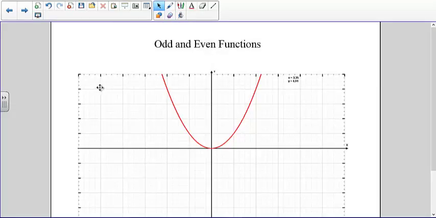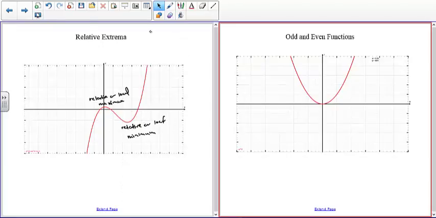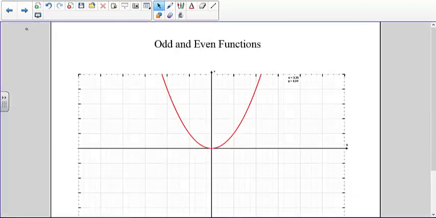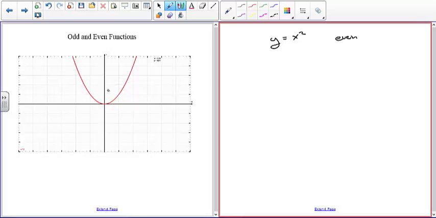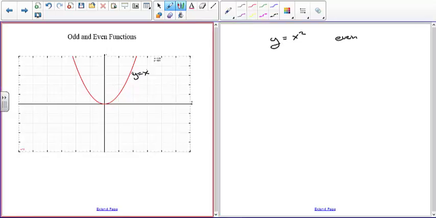Okay, then you have symmetry, and the symmetry depends upon whether the functions are odd or even. As the name implies, odd functions involve an odd number, even functions involve an even number. The number we're looking at is the exponent. So something like y equals x squared, that's an even function. That's what we see over here. This is y equals x squared.